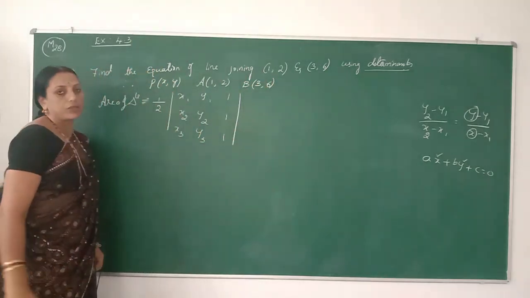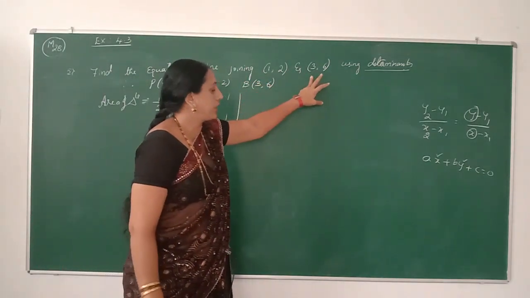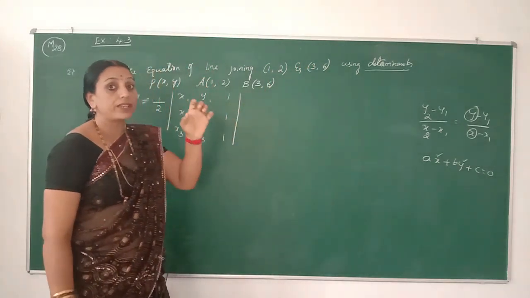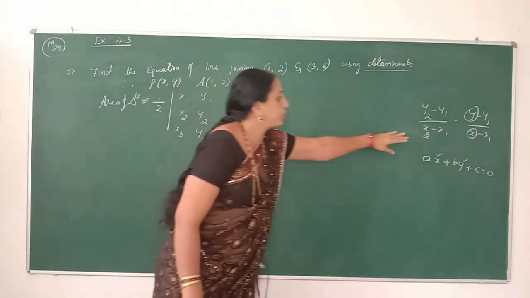So in the problem they have given us just 2 pairs. So 2 points are enough, find the equation of the line in 2 point form.